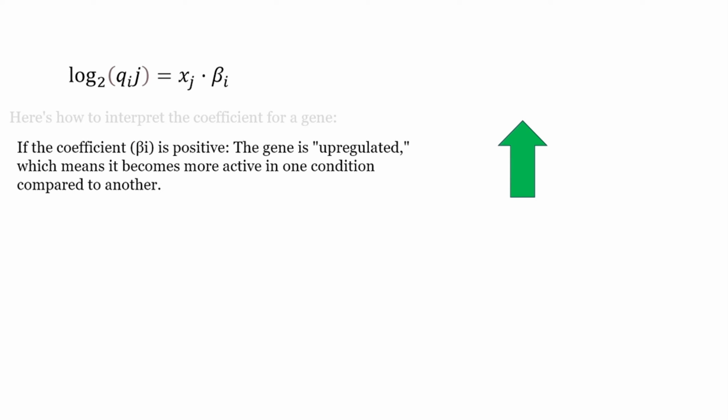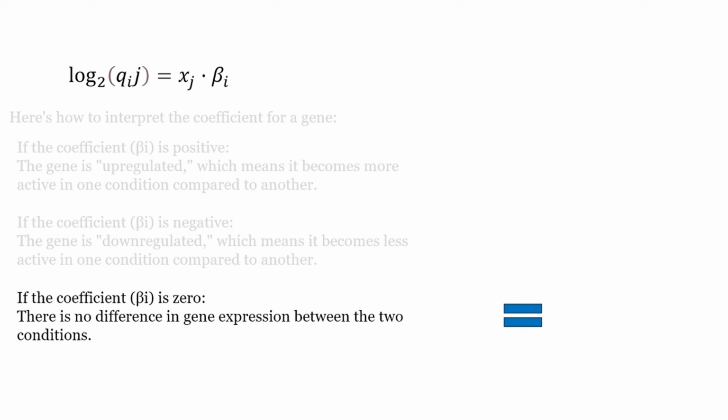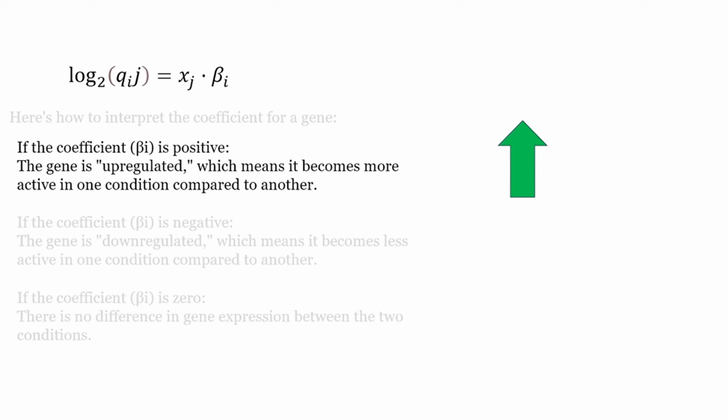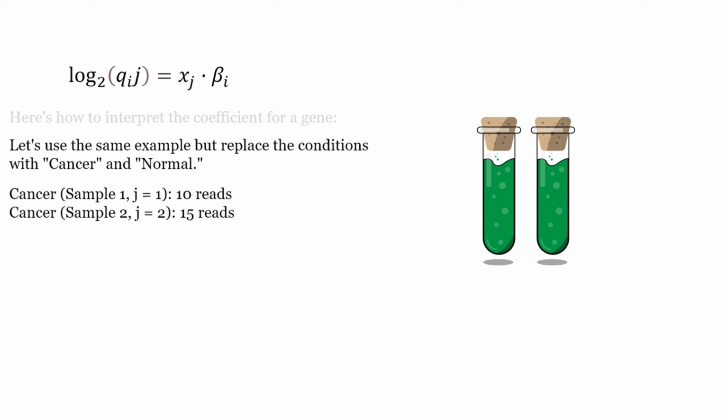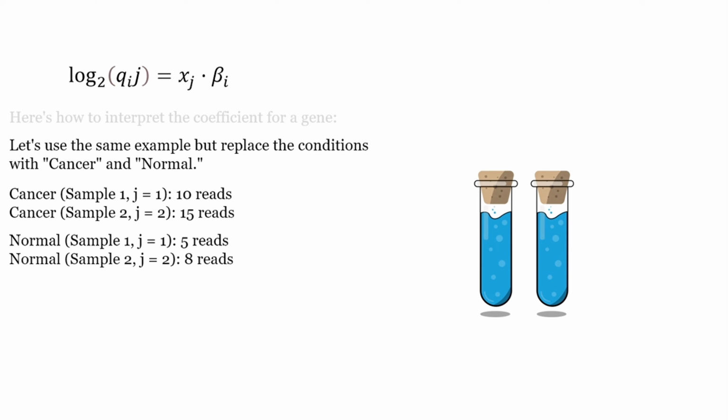If the coefficient beta I is 0, there is no difference in gene expression between the two conditions. In the case where the beta I coefficient is positive, let's assume the same example but replace the conditions with cancer and normal. Cancer sample 1 (j equals 1) has 10 reads. Cancer sample 2 (j equals 2) has 15 reads, but normal sample 1 (j equals 1) has 5 reads, and normal sample 2 (j equals 2) has 8 reads.